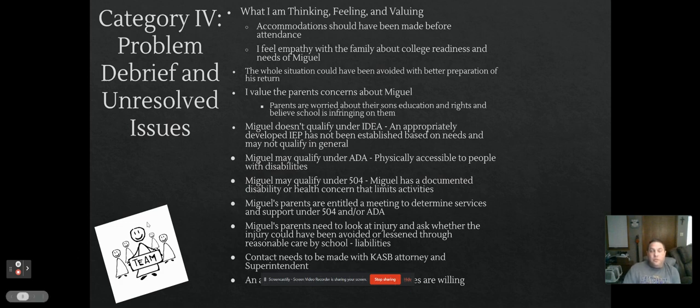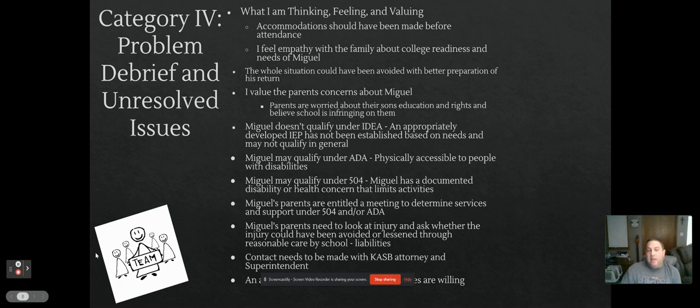This whole situation at the school could have been avoided with better preparation for his return. I don't mean the incident. The incident was obviously horrific, and accidents happen. I value the parents' concerns about Miguel, and that they're worried about his education, they're worried about his rights, and believe that the school's infringing upon them.